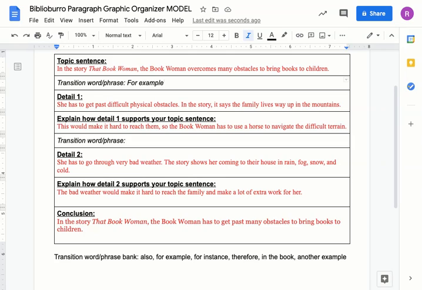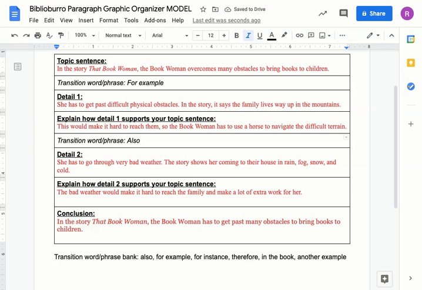This would make it hard to reach them, so the bookwoman has to use a horse to navigate the difficult terrain. Detail 2. She has to go through very bad weather. The story shows her coming to their house in rain, fog, snow, and cold. Hmm. Which transition word do you think would work well and smooth the transition between the explanation of detail 1 and detail 2? I think that the word also would work very well here.